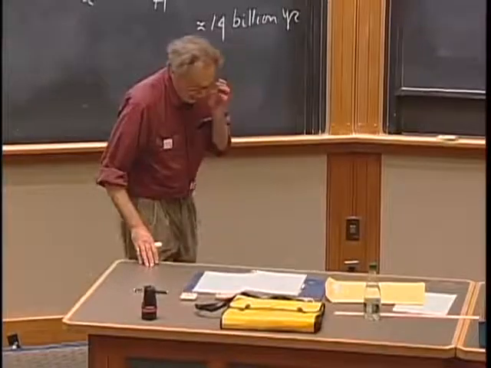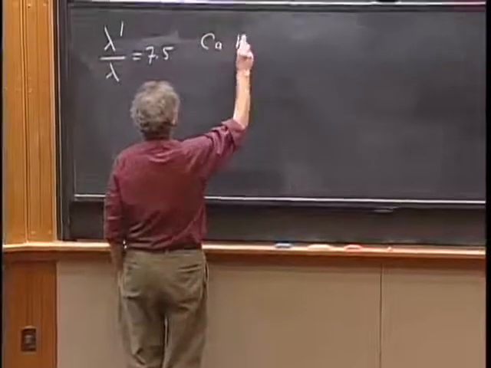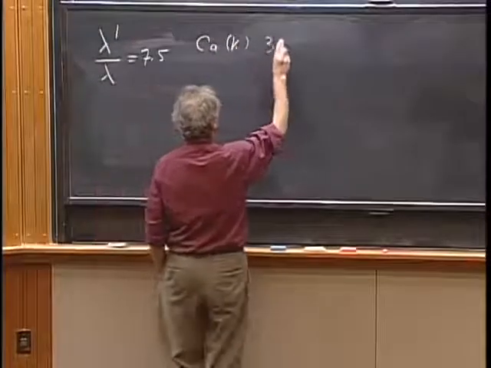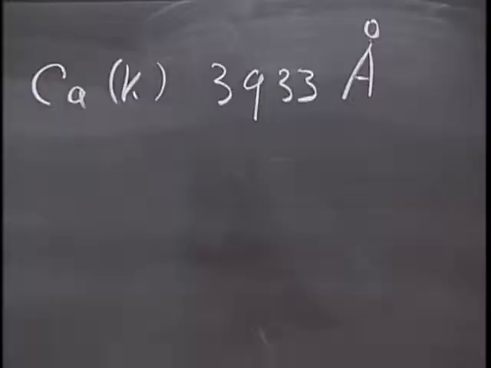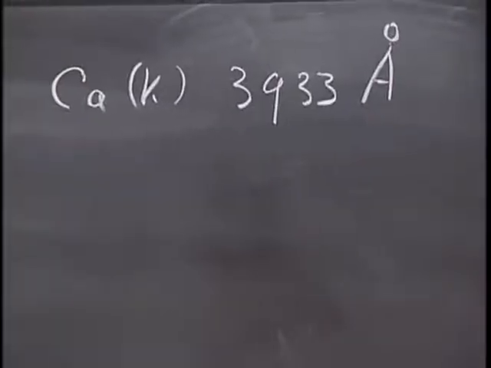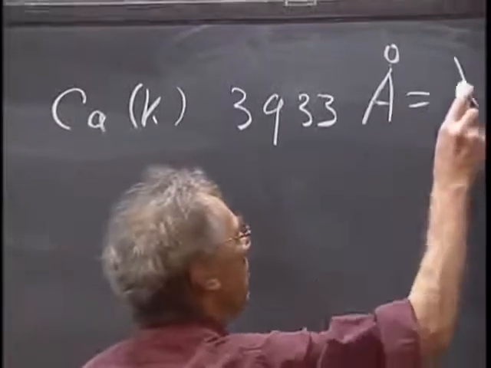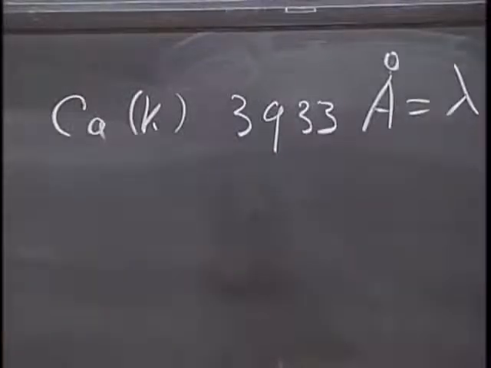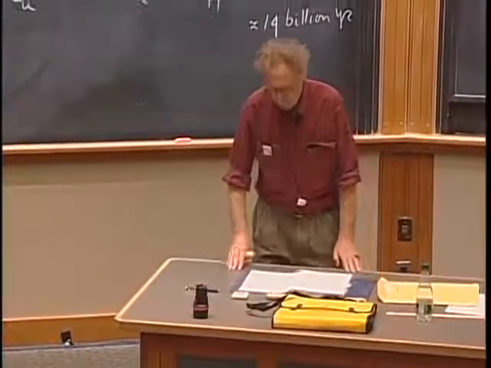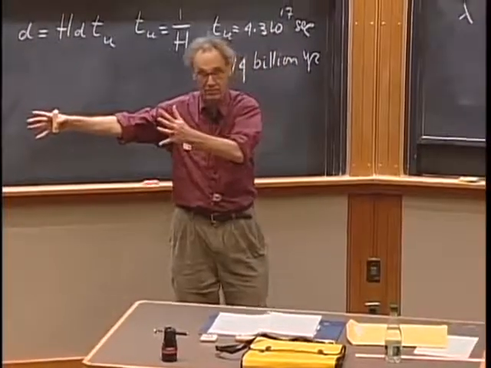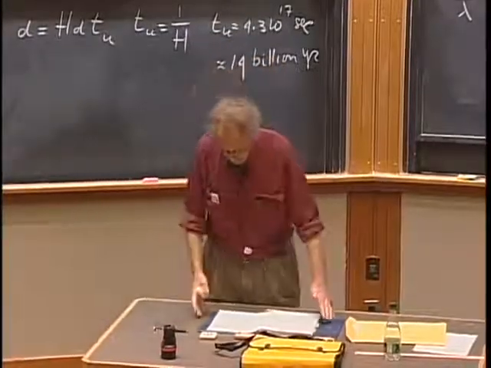What is also interesting is that, remember, I mentioned the calcium absorption line, the K line, was roughly at 3,933 angstroms. If you multiply that wavelength, this is lambda, by 7.5, it ends up at 29,500 angstroms, which is outside the optical spectrum. Impossible to observe from the ground.